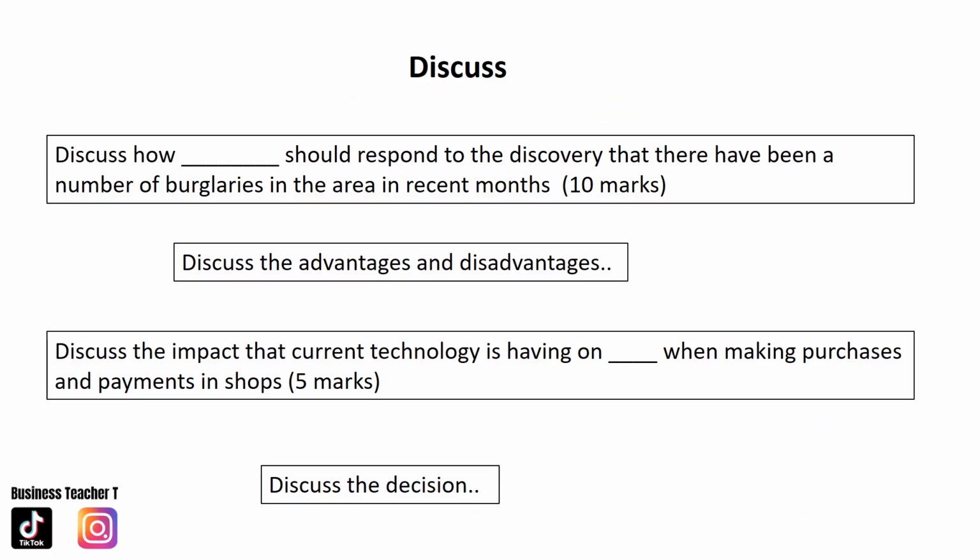Here are some examples of previous discuss questions from specimen papers for Unit 1 and 2. Discuss how a particular individual should respond to the discovery that there have been a number of burglaries in the area in recent months. Discuss the impact that current technology is having for people like a particular individual on making purchases and payments in shops.